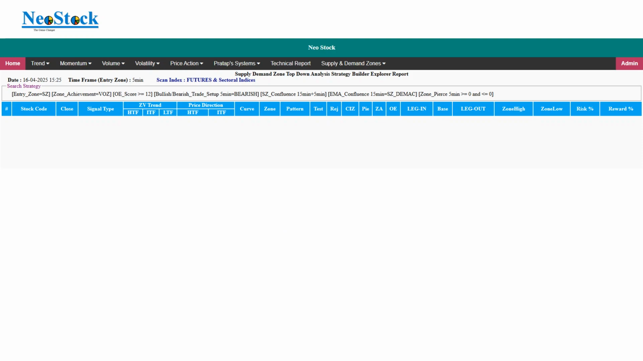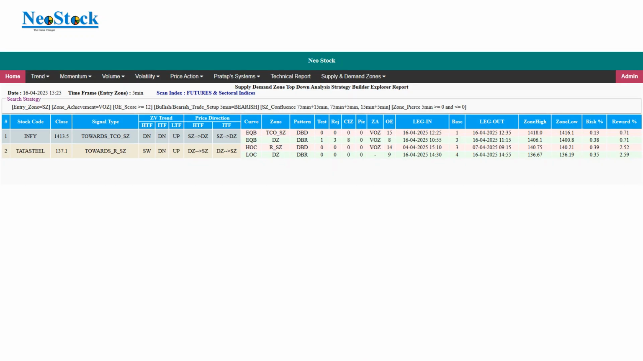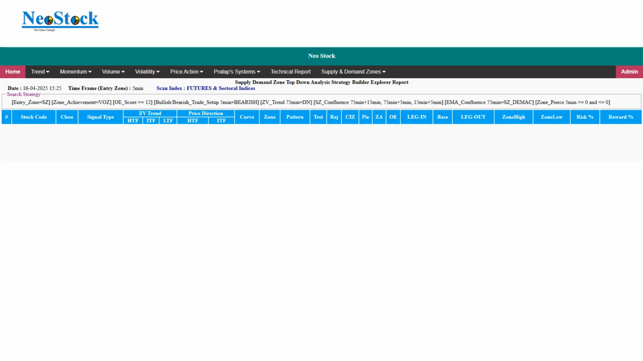Next we will look into LTF, ITF, HTF supply zone confluence. That is 5 minutes, 15 minutes and 75 minutes supply zone confluence. Again, both the stocks are filtered. That means both these 5 minute supply zones are fine tuned supply zones inside the 75 minute supply zone. Let's verify the 75 minute supply zone with daily EMA confluence, especially for the first one. So it's not filtered. So this is about the bearish trade setup for hourly income trade.